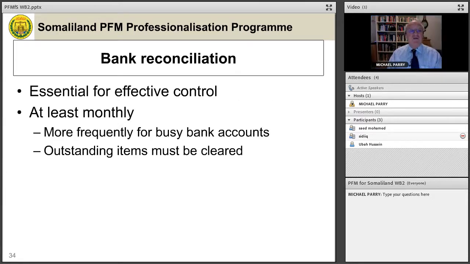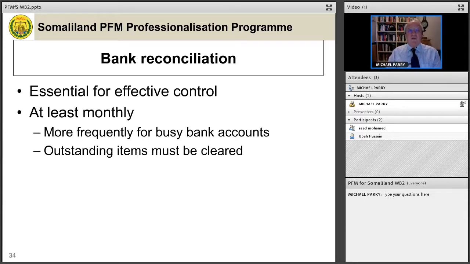Bank reconciliations. A very routine area, but a very important area. Bank reconciliation is essential for effective control. Why? It's essential because it's the only external check on your amounts of cash, on your bank balances. The bank says how much you should have in there. You need to make sure that that agrees with your records, and that is a very good control.